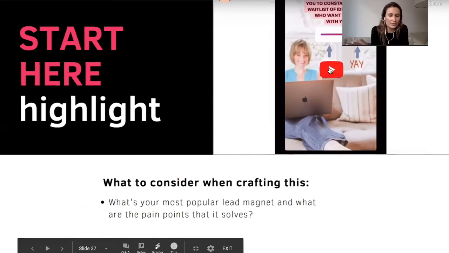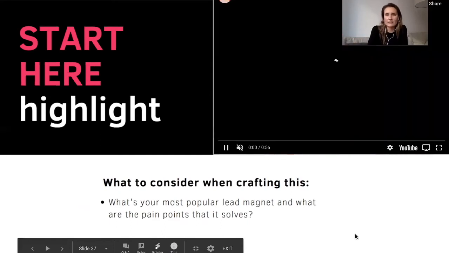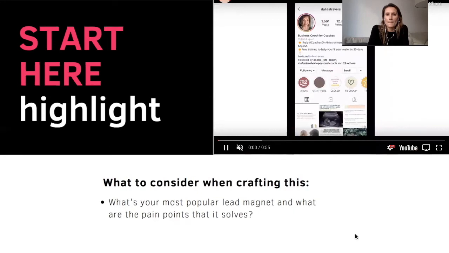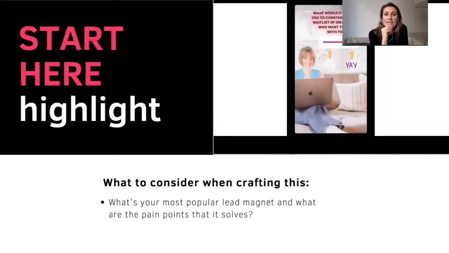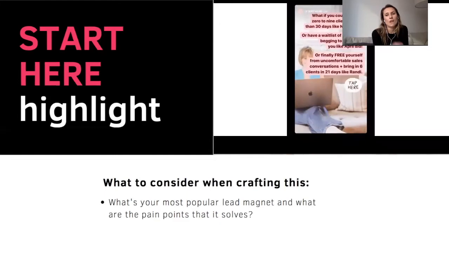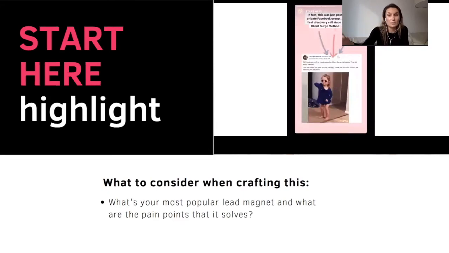So here's one that Dallas did. I love it. Start here. So Dallas, what would it mean for you to constantly have a wait list of ideal clients who want to work with you? I had them vote it. What if you could go from 0 to 9 clients in less than 30 days like Natalie did? Or have a wait list of 30 people begging to work with you like April did? Or finally free yourself from uncomfortable sales conversations and bring in 6 clients in 21 days like Randy. You see what I'm saying here? I'm speaking to the pain points that people have complained about that fix through this process.